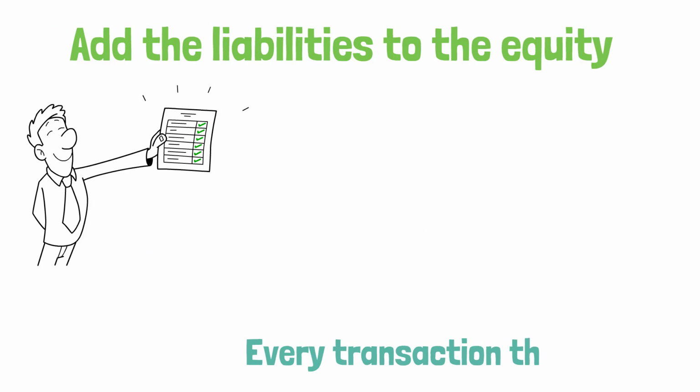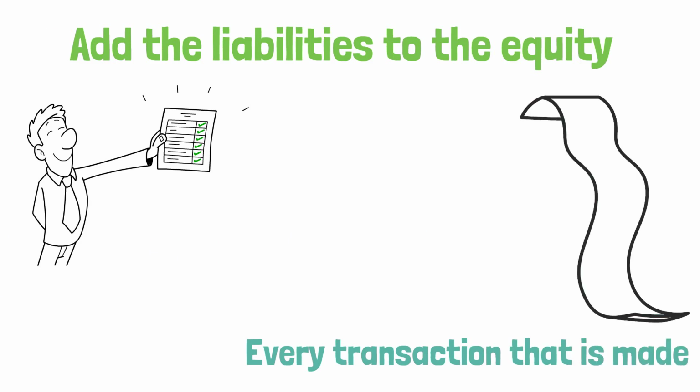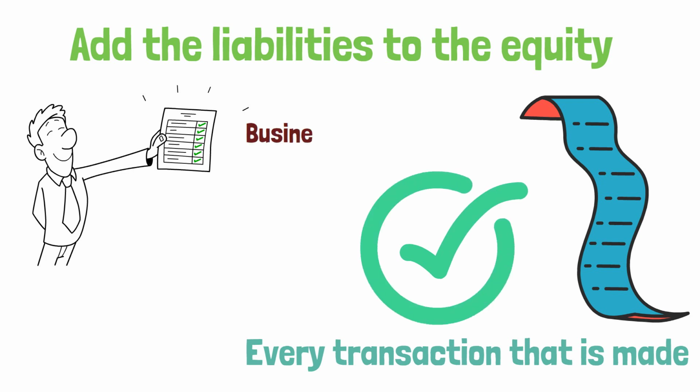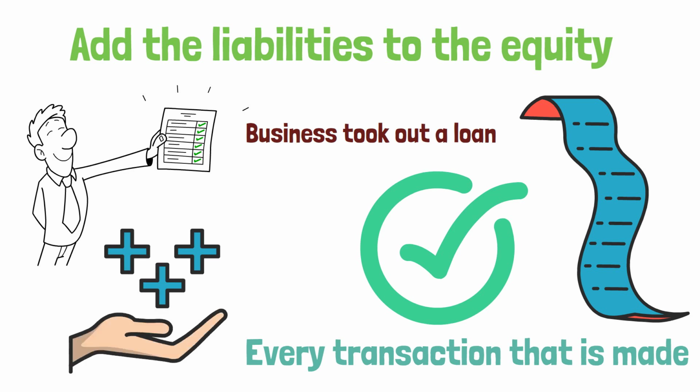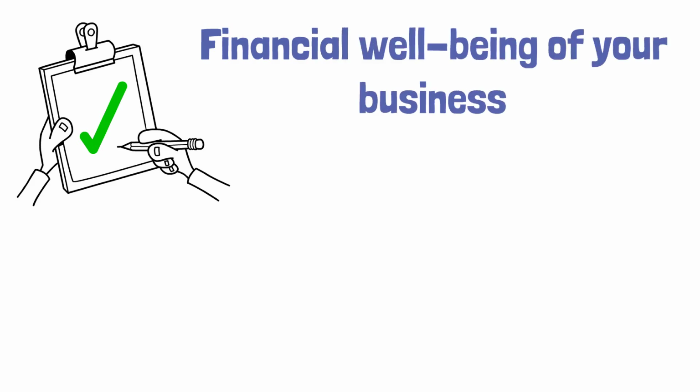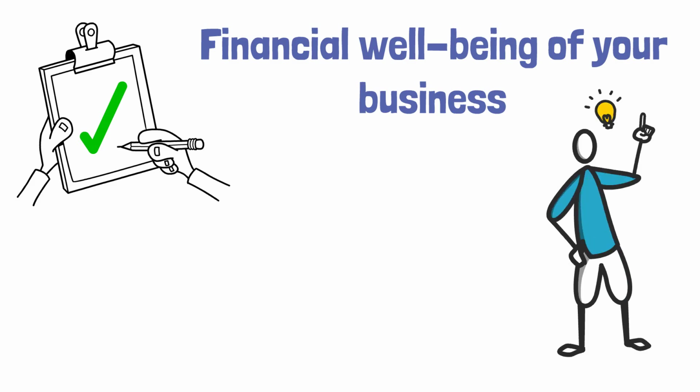Every transaction that is made within your company needs to be recorded in at least two accounts to keep your accounting equation correct. So if your business took out a loan, the funds would be added to the assets and simultaneously added to the liabilities as a loan. So make sure you always check on the financial well-being of your business by applying the accounting equation, as it would help you determine if your books are accurate.